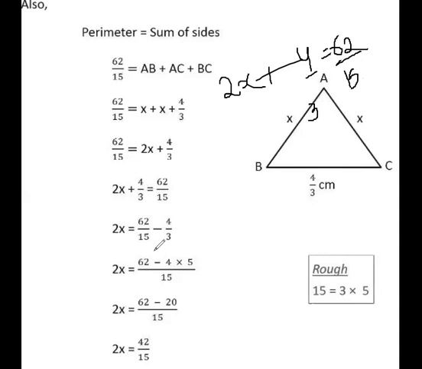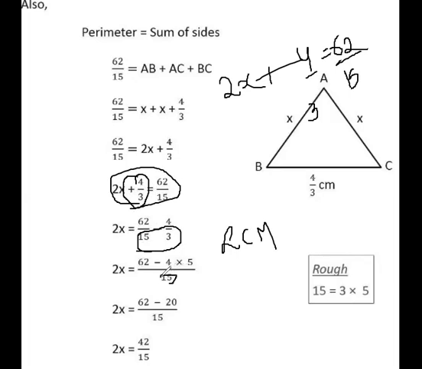Now, this is the equation we have formed. It is typed here. Now 2x is equal to 62 upon 15 minus 4 upon 3. Why? Because this 4 upon 3 was an addition on this side. When we took it to RHS, it changed to subtraction. Now when it is subtracting, it cannot be subtracted like that. So what we need to do is take LCM of 15 and 3. When we take LCM of 15 and 3, it will obviously be 15.